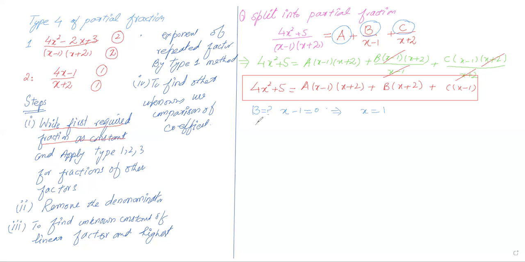Put it over here. So 4 into 1 plus 5 is equal to, A will multiply by 0, plus B becomes (1 + 2), and C becomes 0. I will get 9 over here. The first term is 0, the third term is 0. So I will get 3B. According to the definition, the answer for B will be 3, if I'm not wrong.